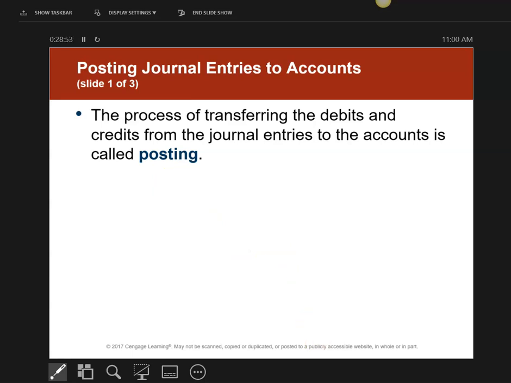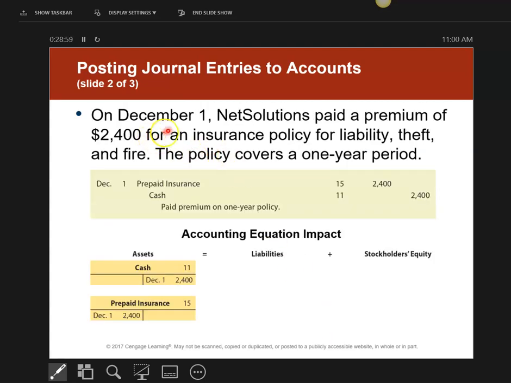So we've done all of November's transactions, and we're going to start in December with the transaction. December 1st, the company paid a premium of $2,400 for an insurance policy for liability, theft, and fire, and it covers a 1-year period. The first thing you ask yourself: did I get money or spend it? You spent it, so you know the credit is to cash. Prepaid insurance is going to be the debit. So here's what my journal entry actually looks like.